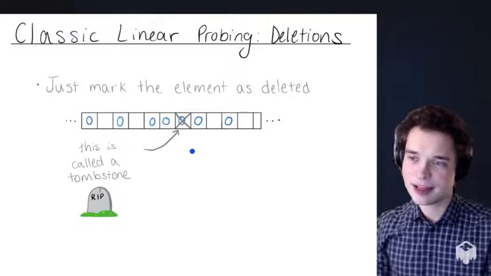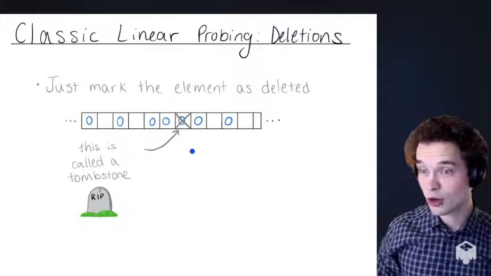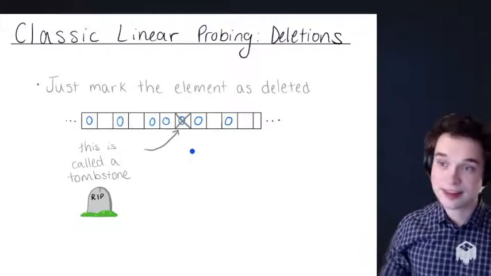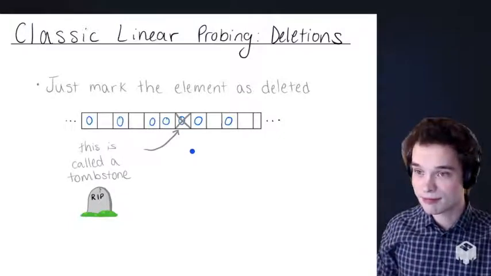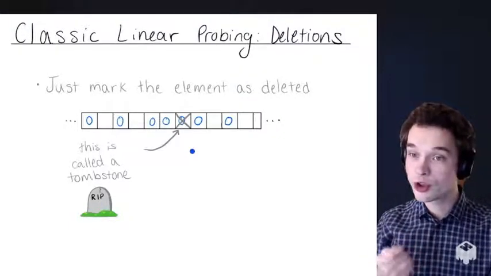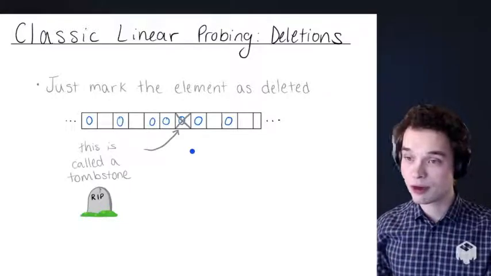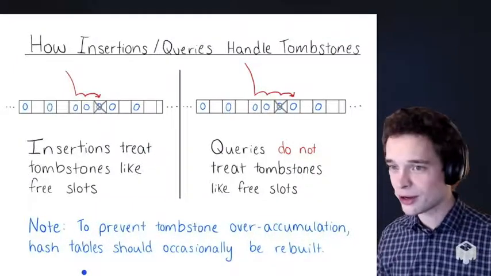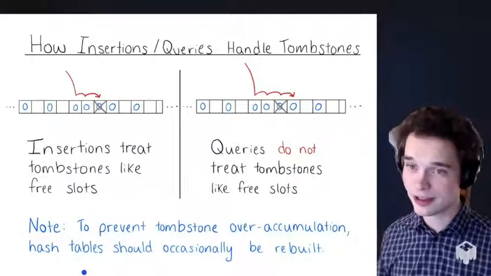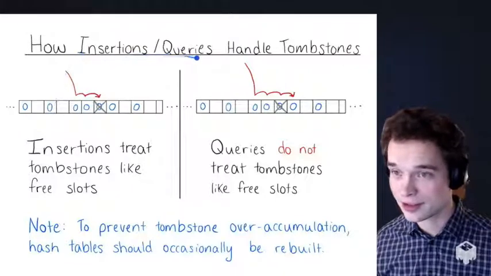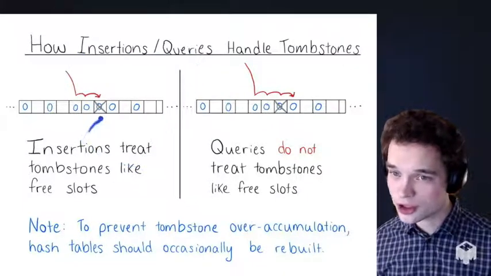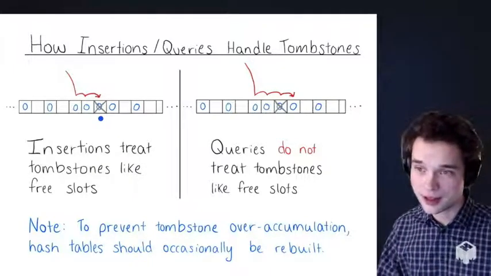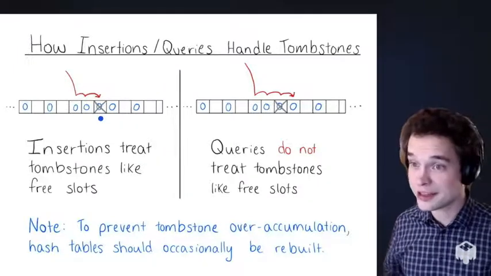Deletions are actually a bit more complicated. There are several different ways you can go about implementing deletions. But the most classical, and the one we're going to be using today, and we'll see that this is an important distinction, is that when you want to delete an element, you just mark it as deleted. You replace it with what's called a tombstone. What's interesting about tombstones is that they behave asymmetrically in how they interact with future insertions and queries. When a future insertion comes across a tombstone, it overwrites that tombstone with the element currently being inserted, essentially treating the tombstone like a free slot.